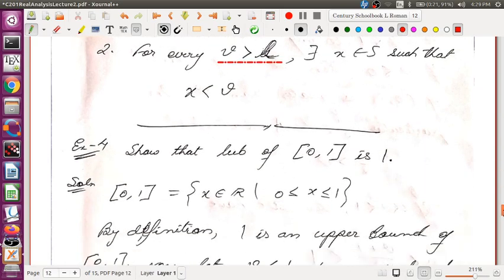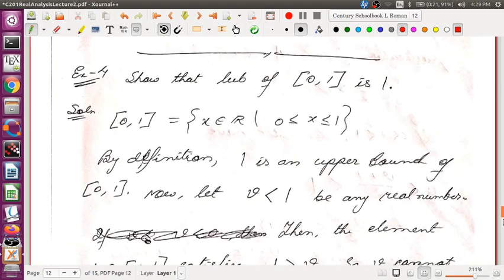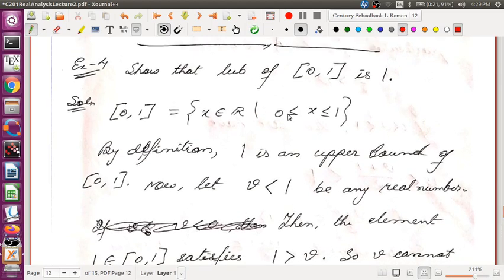So let us use this concept to see what is the least upper bound of the closed interval [0, 1]. Show that the least upper bound of the closed interval [0, 1] is 1. The closed interval [0, 1] is the set of all those real numbers which lie between 0 and 1, including 0 and 1. By definition, 1 is an upper bound because every element here satisfies x less than or equal to 1.